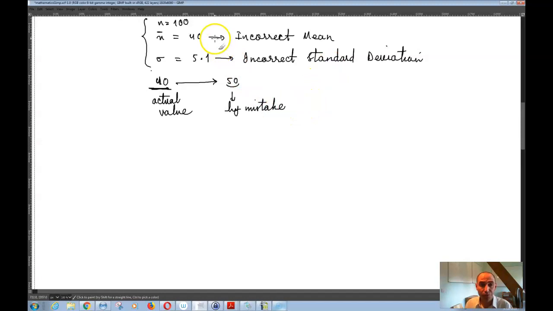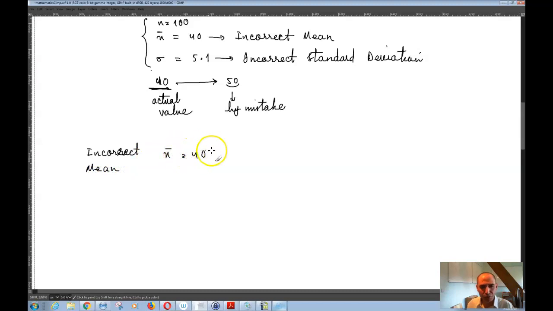So you know that the actual value that the student should have taken was 40 for the particular observation, and instead of 40 he has taken 50. So what you can do is that you know that the value of the incorrect mean, x bar, is equal to 40, which is the incorrect mean.